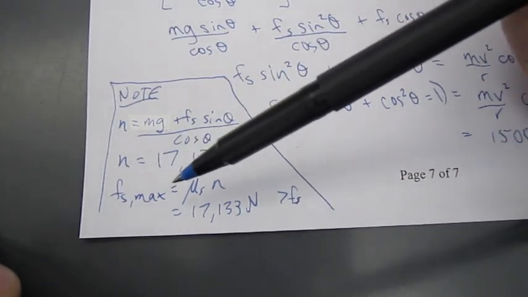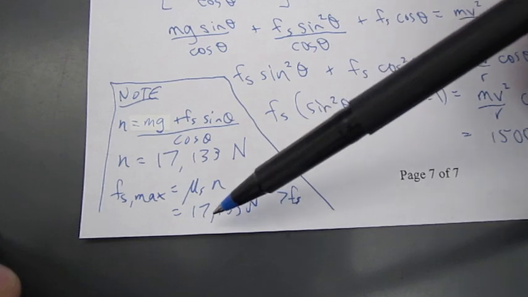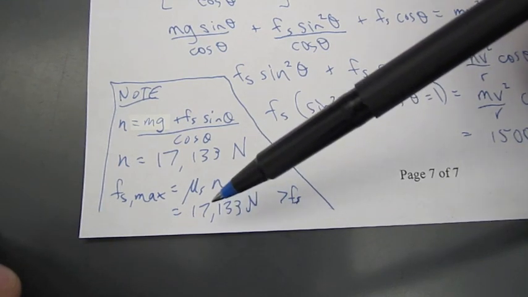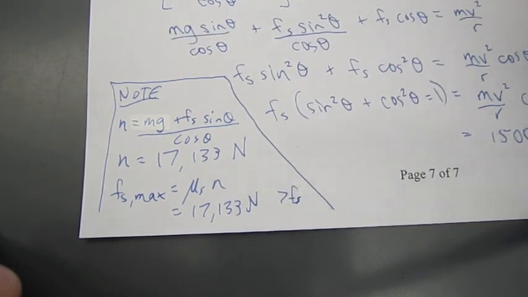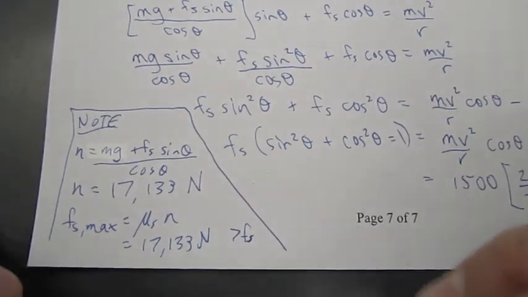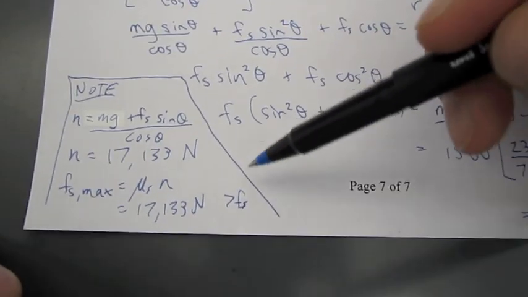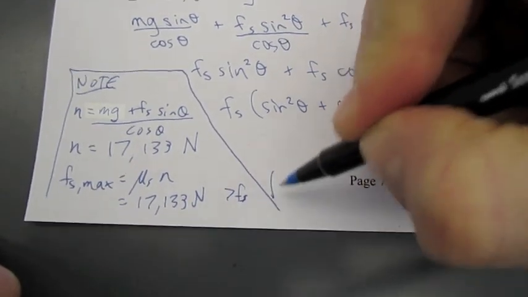So the maximum static friction is mu sub s times normal force. Mu sub s was 1, so it's 17,133. And we found that the force of static friction we actually need is 7,000. So that's less than the maximum, so we're okay.